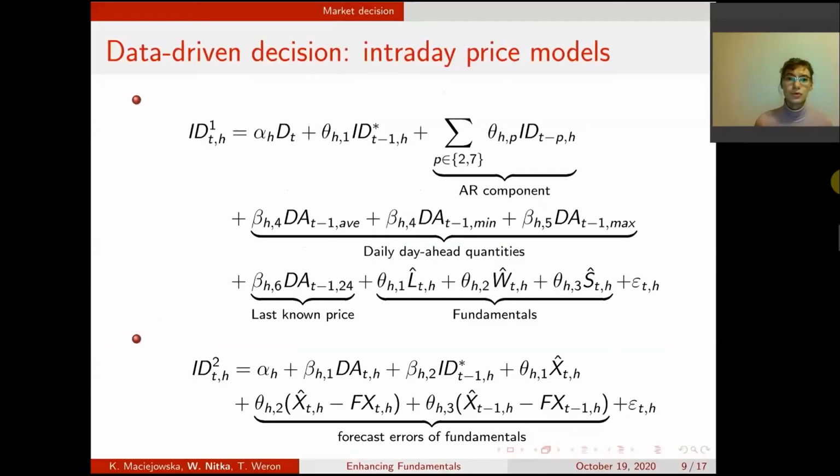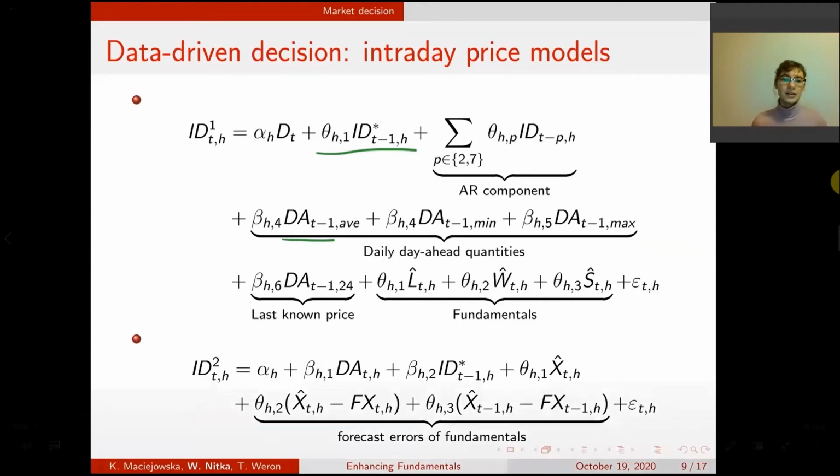When it comes to the intraday market price models, we have 2 variants. The first of those variants is very similar to the day-ahead market model. However, because not all intraday prices from the previous day are known at the time of making this decision, we substitute the unknown quantities like those daily averages and some of the hours with their respective day-ahead market quantities, which should work reasonably well because they are very highly correlated.